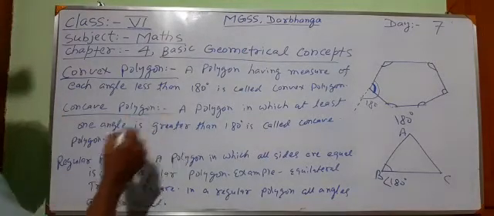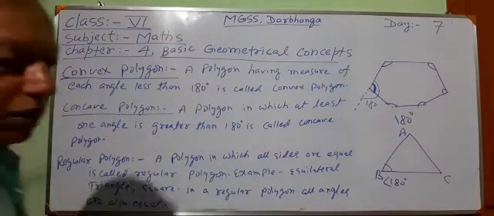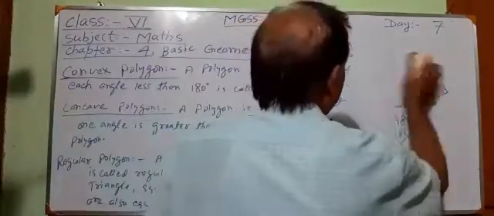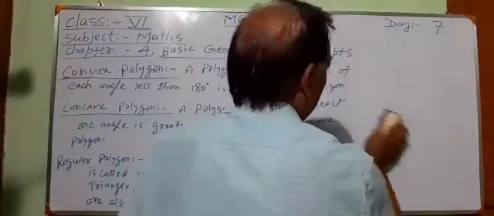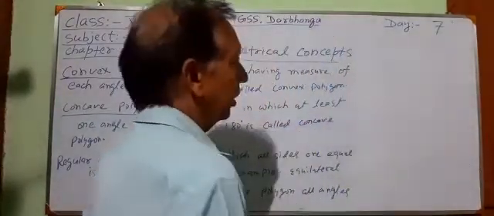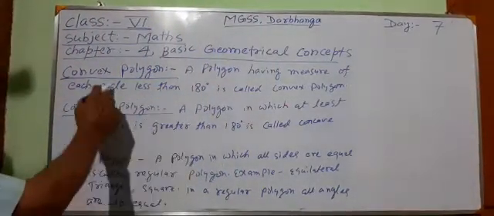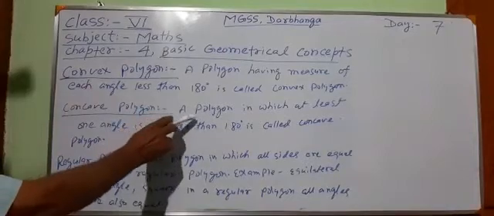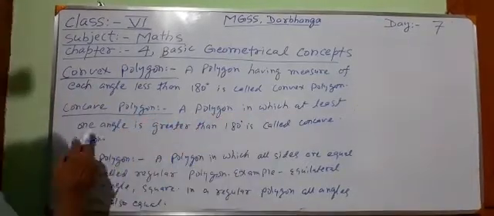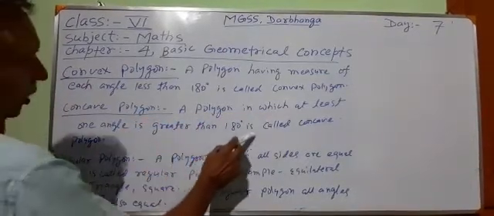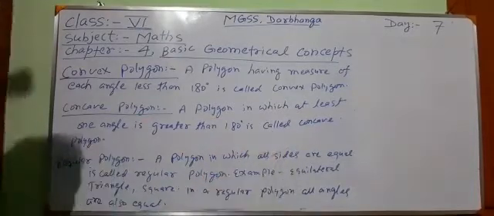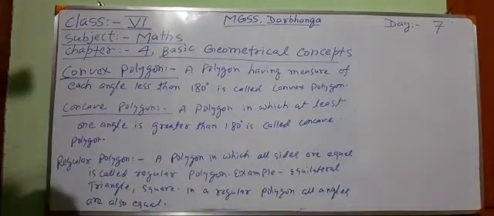Second is concave polygon. What is a concave polygon? A polygon in which at least one angle is more than 180 degree. This is the definition, you must memorize the definition. A polygon in which at least one angle is greater than 180 degree is called a concave polygon. Now we shall draw the figure, then we shall make it clear.